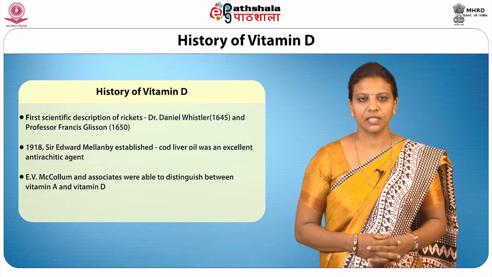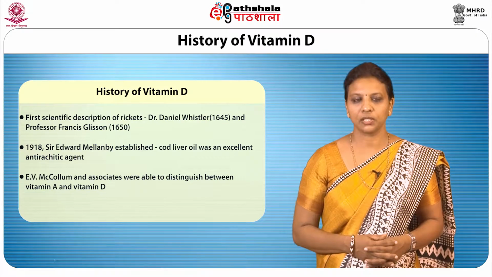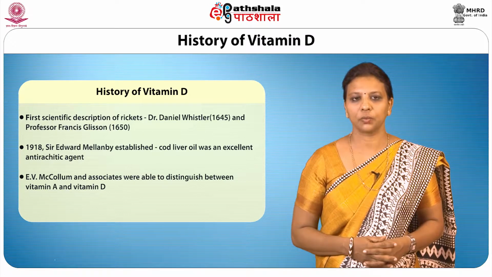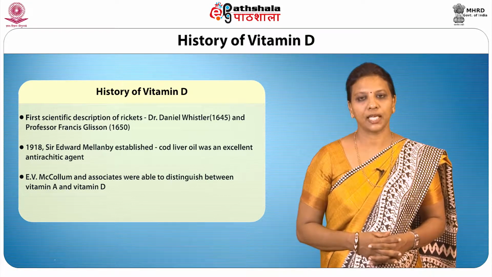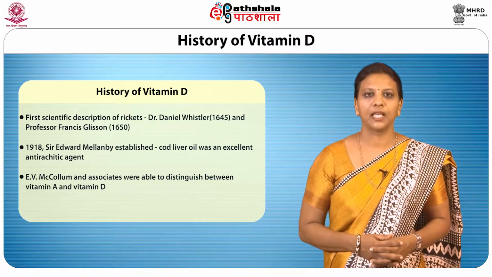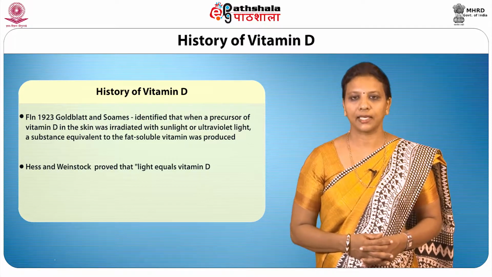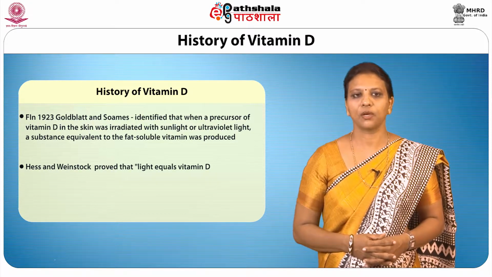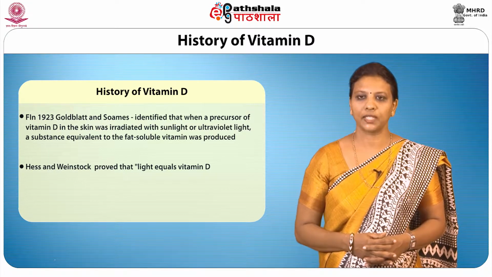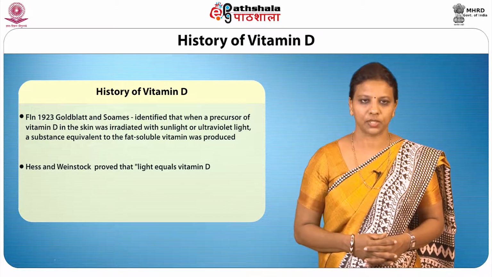Shortly thereafter, E.V. McCollum and associates observed that by bubbling oxygen through a preparation of the fat-soluble vitamin, they were able to distinguish between vitamin A, which was inactivated, and vitamin D, which retained activity. In 1923, Goldblatt and Soames clearly identified that when a precursor of vitamin D in the skin was irradiated with sunlight or UV light, a substance equivalent to the fat-soluble vitamin was produced.